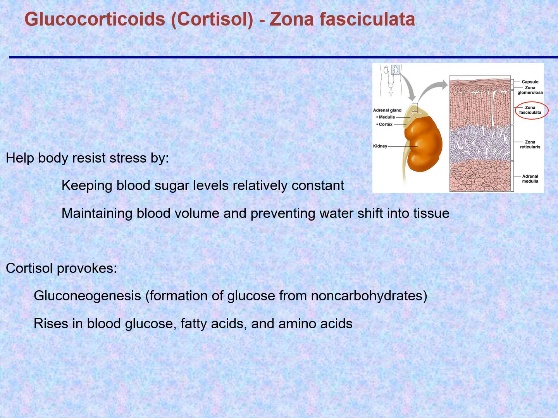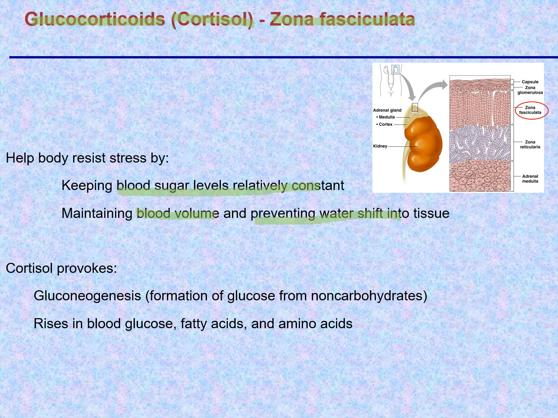So the next layer, zona fasciculata, produces glucocorticoids, and the main one is cortisol. And cortisol is mainly released in response to stress. It helps the body to resist the effects of stress, helps keep blood sugar levels, blood glucose levels relatively constant, helps maintain blood volume, prevents water shift into the tissues.